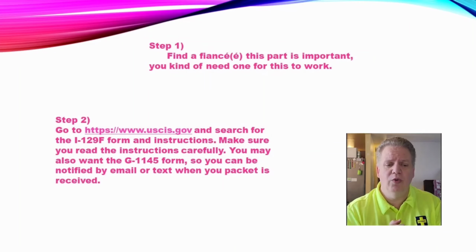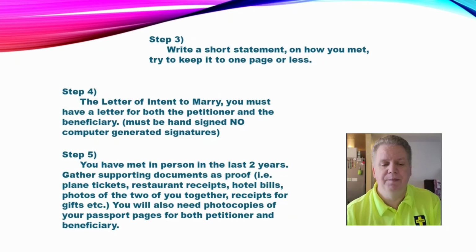Step 2, go to the USCIS.gov website, download the I-129F form and instructions. Make sure you read and follow the instructions carefully. You may also want, while you're there, to download the G1145 form. This will allow the USCIS to notify you when they receive your packet and give you any updates along the way. So, like when it's being sent to NBC. So you might want to do that.